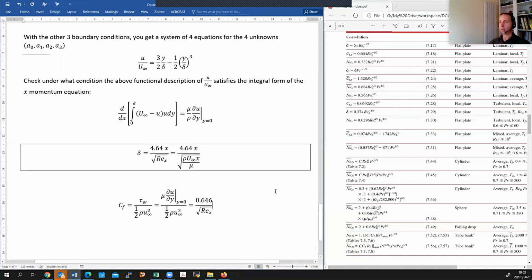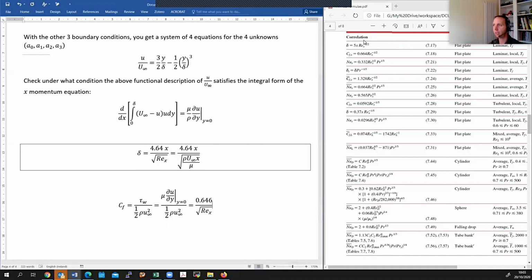So how does that compare with what we have in the table? It's based on the exact same quantities. We've got delta here, we've got delta here, CF here, CF here. So the difference is that it should be 0.664, and here we have 0.646. And then for delta, we had 5, and we have 4.64. So that's a difference of about 8% for the boundary layer thickness. It's not negligible, but it's not too bad.